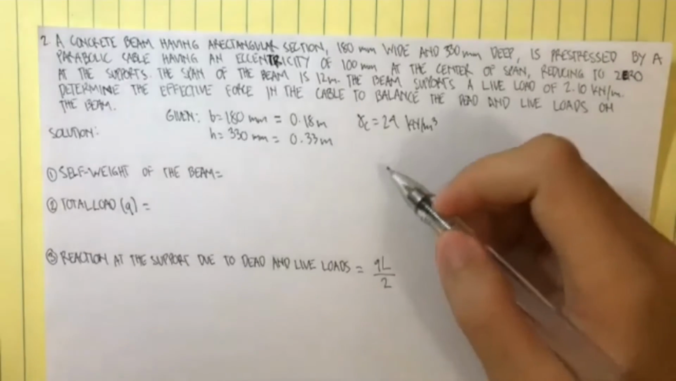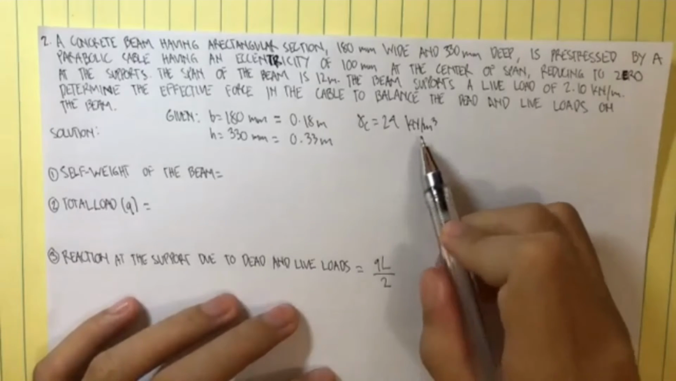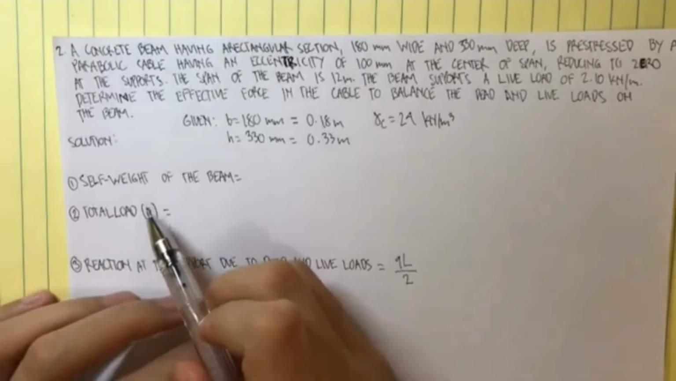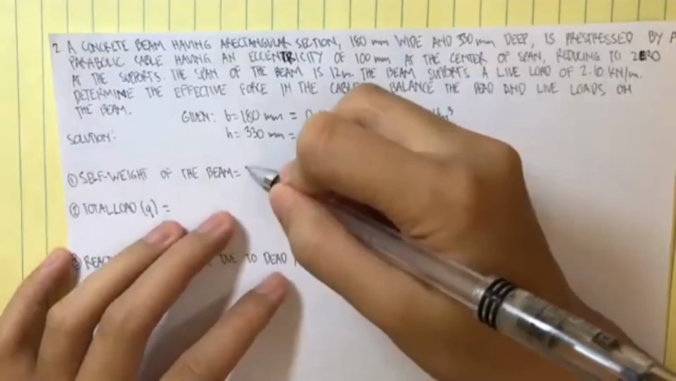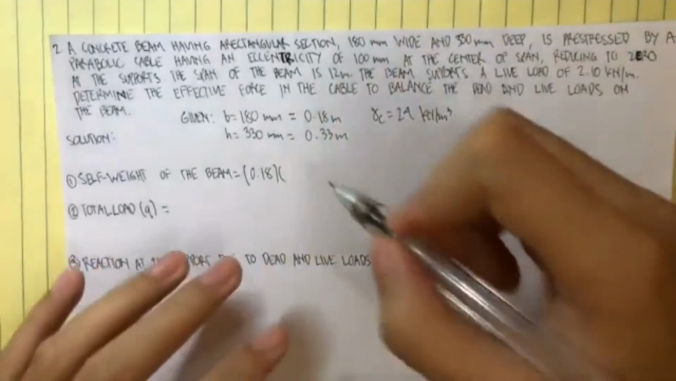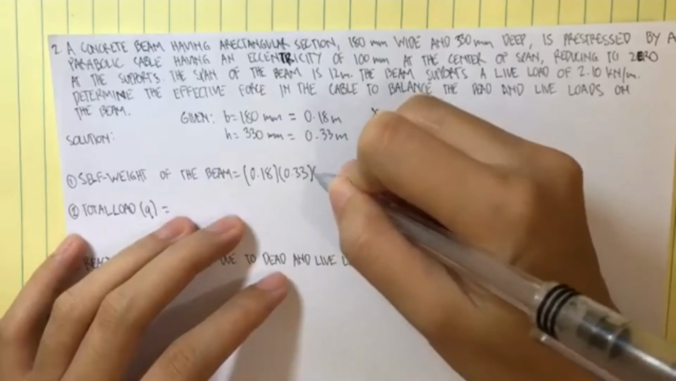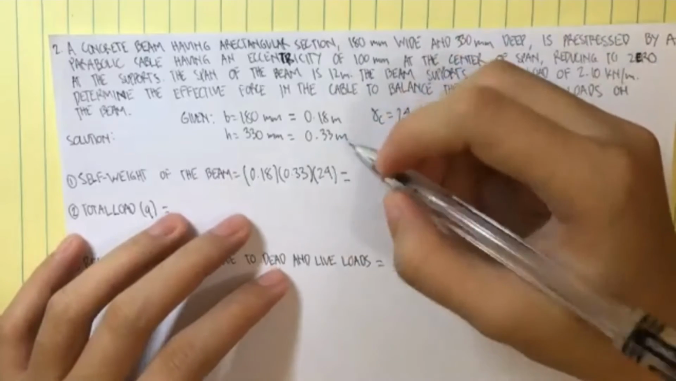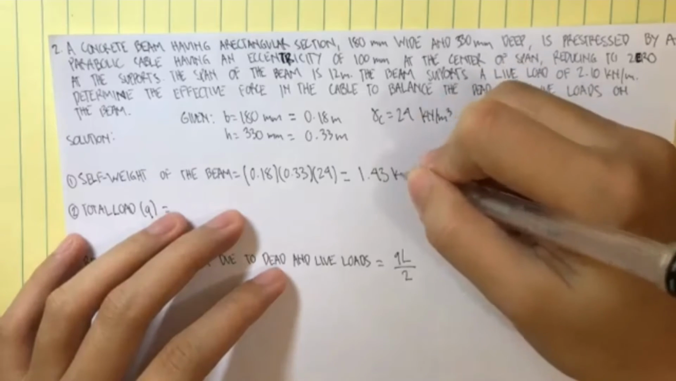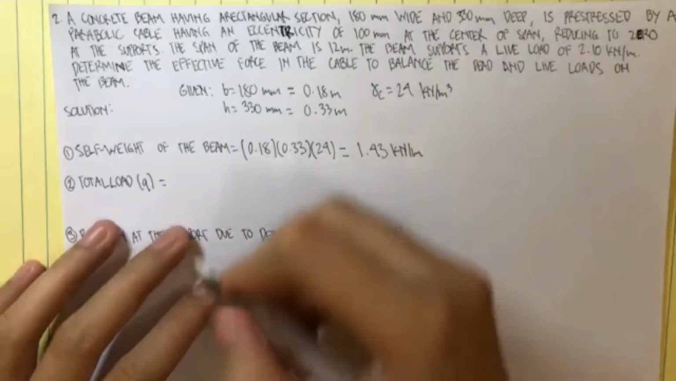So, yung unit weight ng concrete kakailanganin din natin, which is equivalent to 24 kN per cubic meter. So, una mong gagawin, kunin muna yung self-weight. So, para makuha yun, times mo lang yung base niya na 0.18 times yung height. Naka-meters dapat siya. Times yung unit weight ng concrete. Yung self-weight ng beam is magiging 1.43 kN per meter.